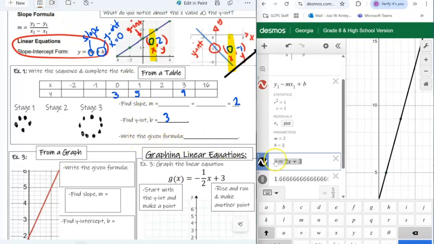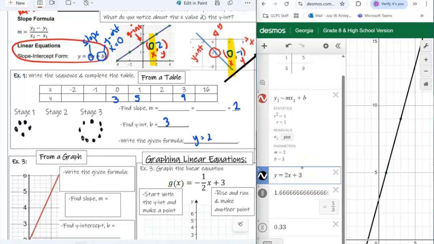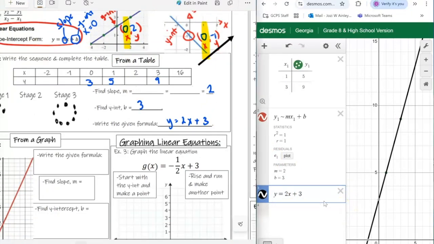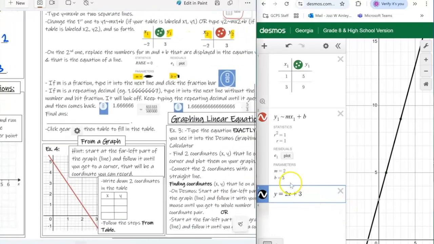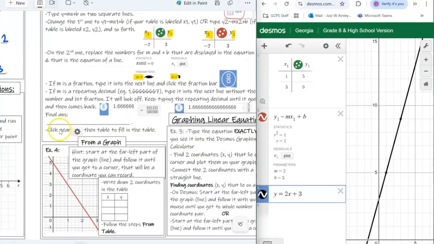Write the given formula. y equals 2x plus 3 is our formula. y equals 2x plus 3. And then now I need to complete the rest of the table. So I'm going to show you how to quickly complete the rest of the table. And that's going to be, let's see, click gear. So here it is. So here's your final answer, y equals 2x plus 3 for my example, but yours is different.